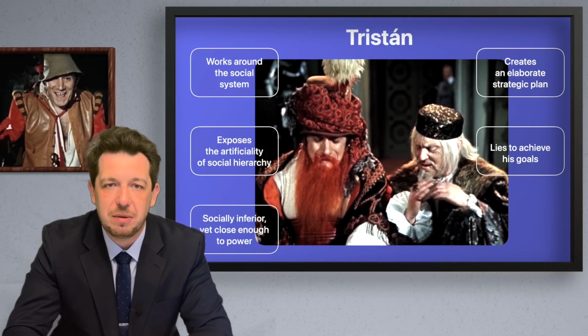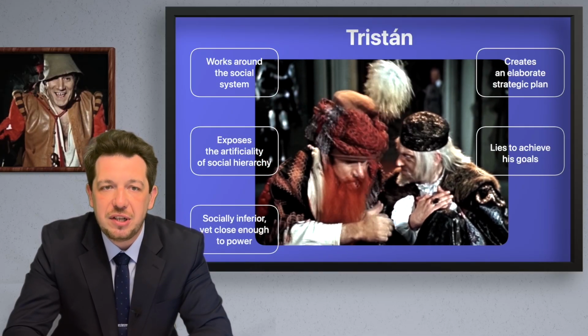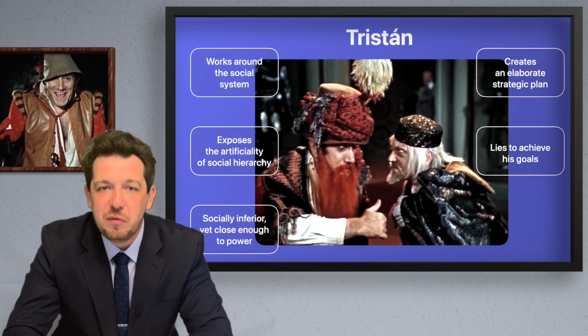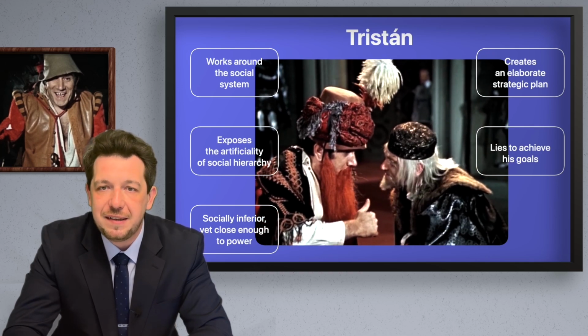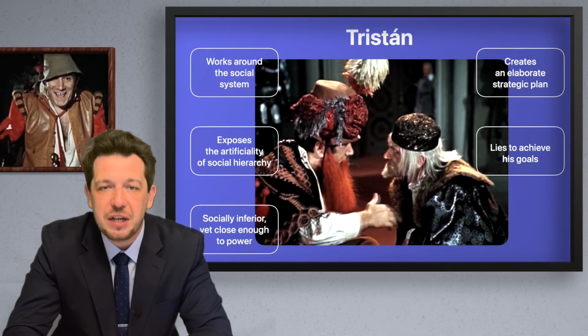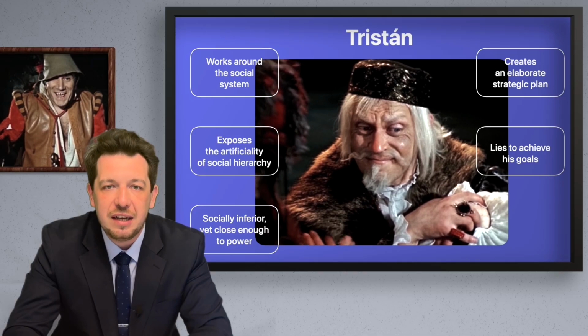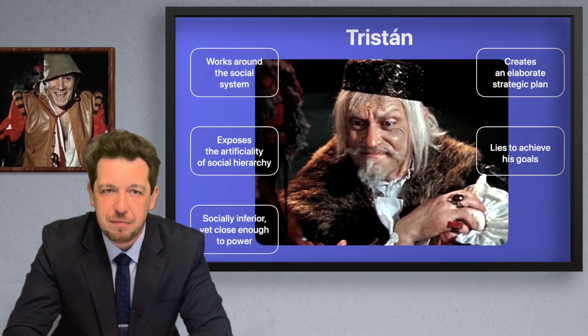Liminal social position. He is a servant, socially inferior, outside aristocratic power. Yet he moves between noble and servant spaces, public and private spheres. That liminality gives him freedom to manipulate. He is close enough to power to understand it, yet too far from it to bend it.